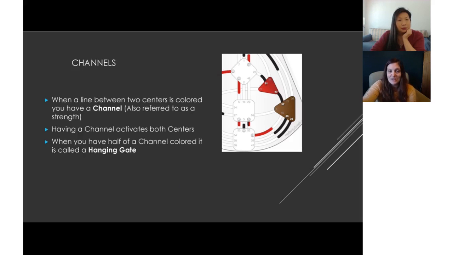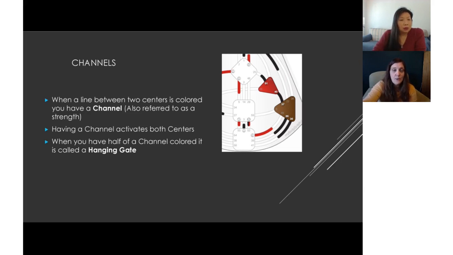Okay, so lastly I'll talk a little bit about the channels. When both gates on either side of the lines that go in between two centers get activated in your chart, then that fills in or colors in that whole channel between those two centers. This could happen in black, as you can see in this one, or red, or a combination. Regardless of the color, that still gives you that channel, which they refer to as a strength that you have. So these are your natural strengths that we'll see in the channels.